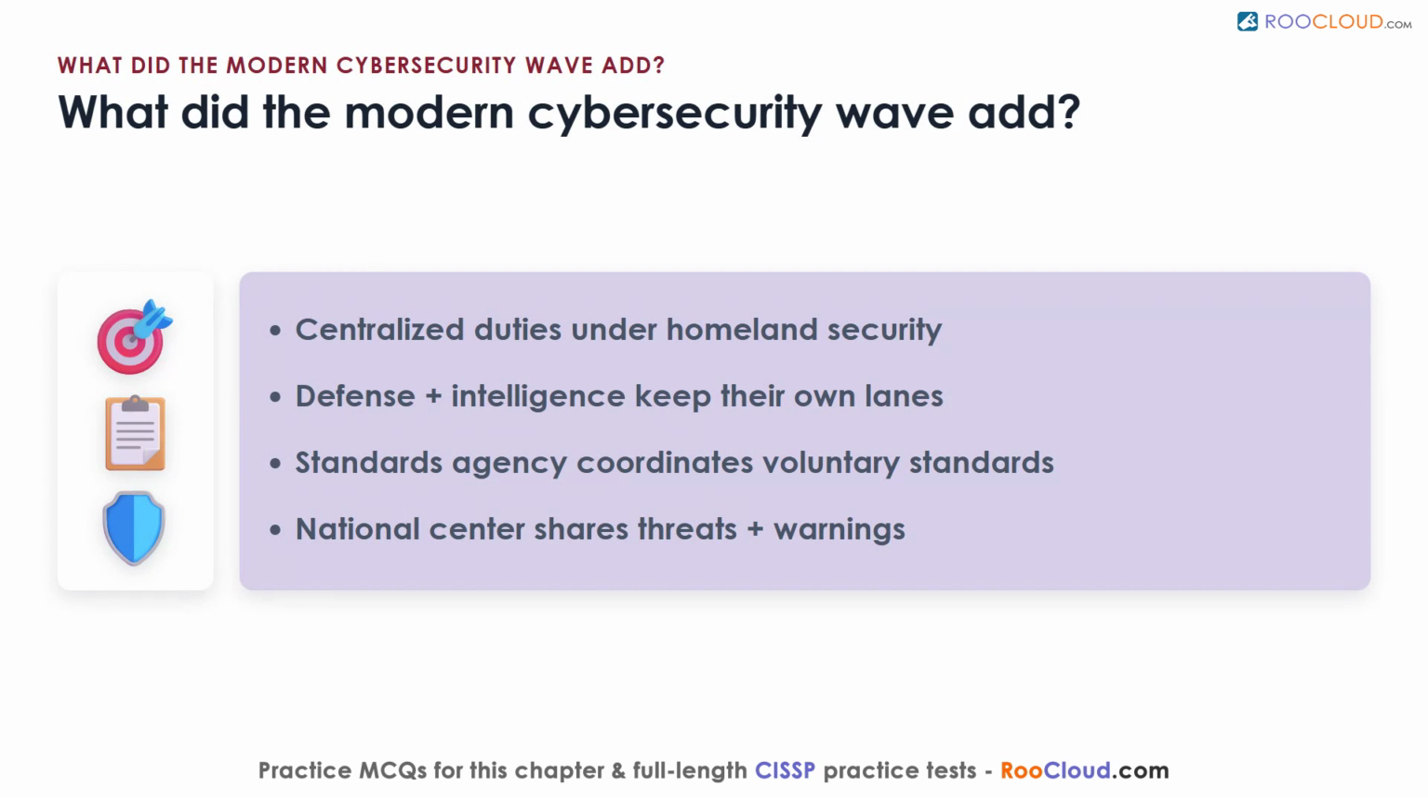A second law tasked the Standards Agency with coordinating voluntary cybersecurity standards nationwide. A third created a national center to share threats and warnings between government and private organizations. And the Standards Agency publishes a widely used series of security guidance, from a controls catalog to a voluntary risk-based framework that many private firms adopt. Think of it as building a shared early warning network plus a common playbook everyone can borrow.